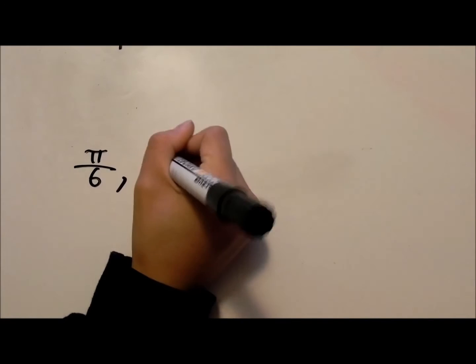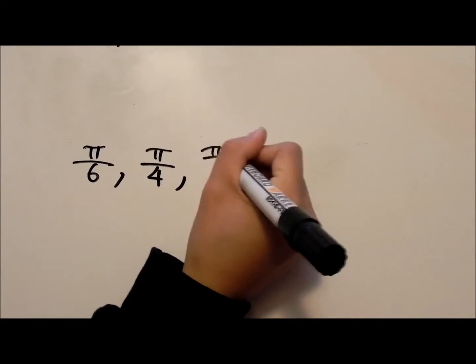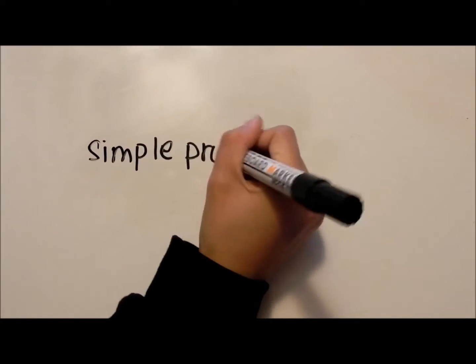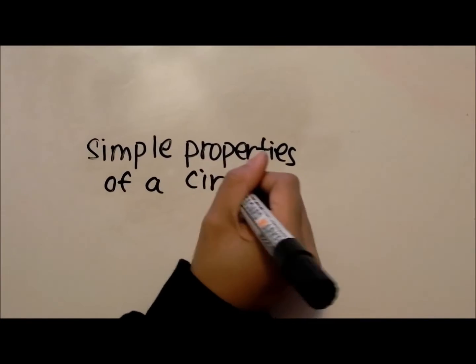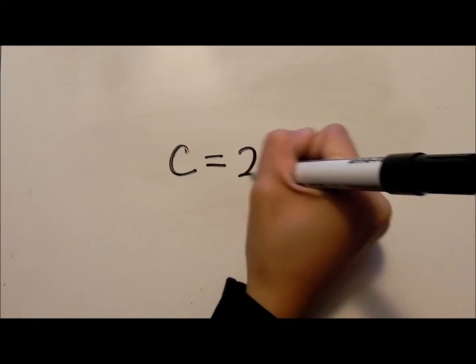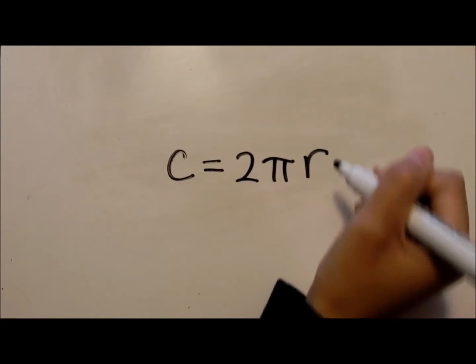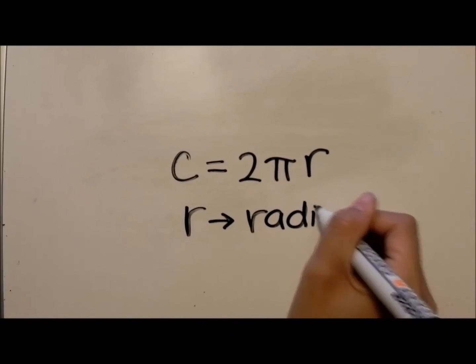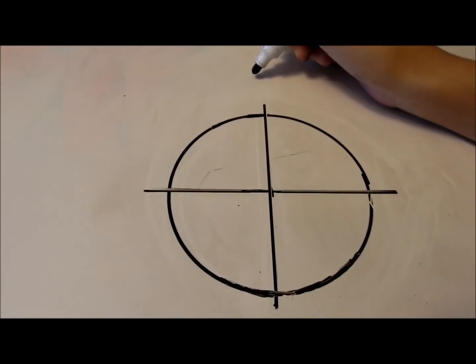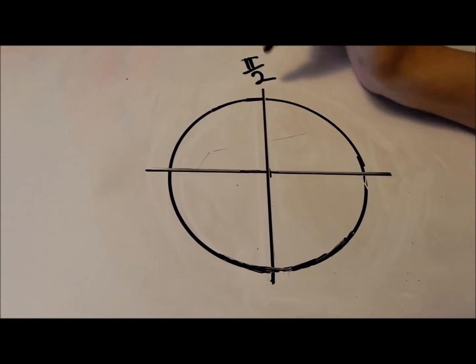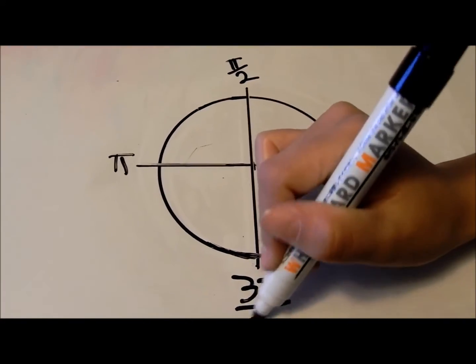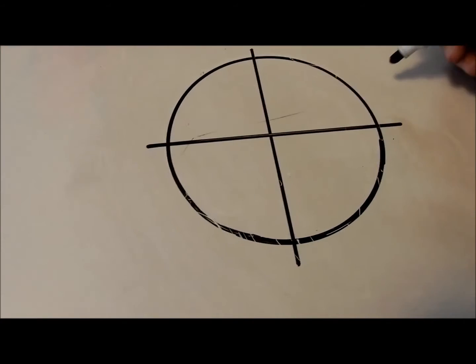However, for certain numbers, integer multiples of pi over 6, pi over 4, pi over 3, and pi over 2, we can find the exact coordinates of the corresponding circular points using simple properties of a circle. We can start identifying specific coordinates for those numbers by finding the circumference, which is 2 pi r. By using the circumference formula, we can find that 1/4, 1/2, and 3/4 of the circumference relate to pi over 2, pi, and 3 pi over 2.